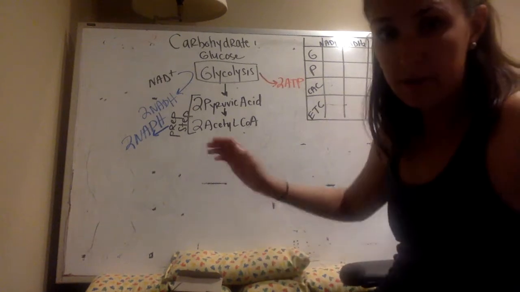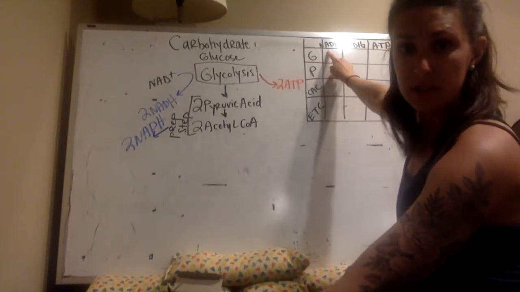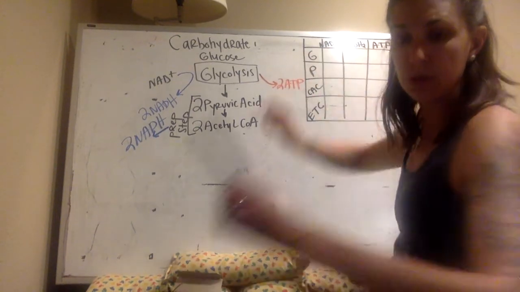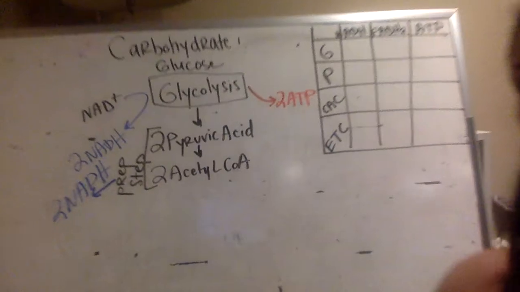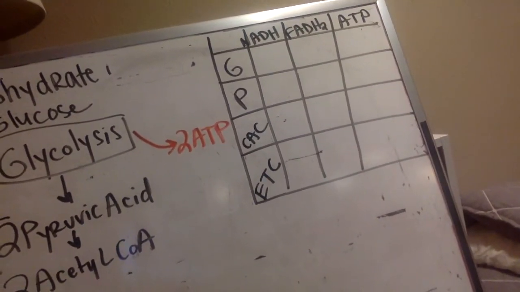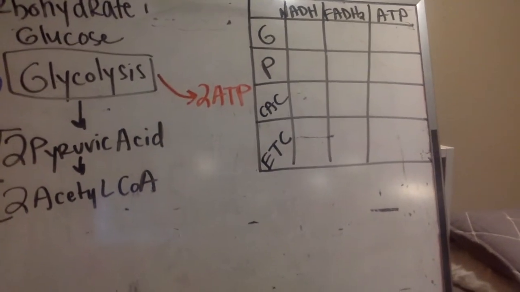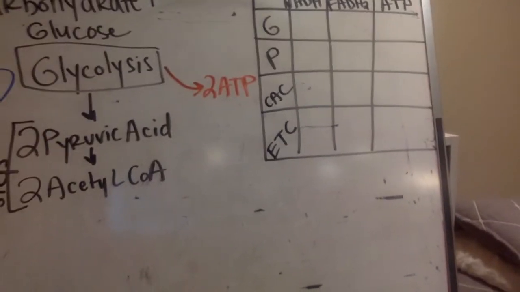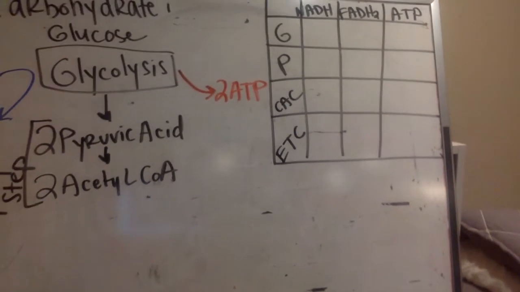So this chart I've made, NADH is at the top, this is FADH2, and then ATP. And then I just put a G for glycolysis, P for prep step, C for citric acid cycle, and E for electron transport chain.